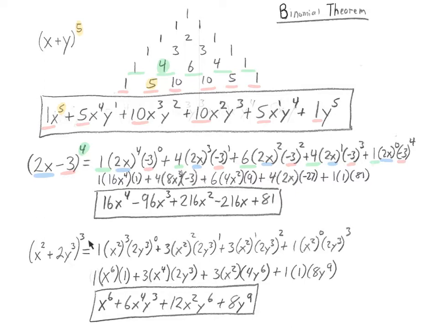Now, for this last problem, it's a third power. So you could FOIL. It would actually work. It's easier to, we want to use this binomial theorem thing. So third means I stop at 3, so I'm doing 1, 3, 3, 1. 1, 3, 3, 1. I take the first term, x squared, and I start with a cubed. And I start with 2y cubed, and I start with 0. And then I slowly go from 3 power, 2 power, 1 power, 0 power.